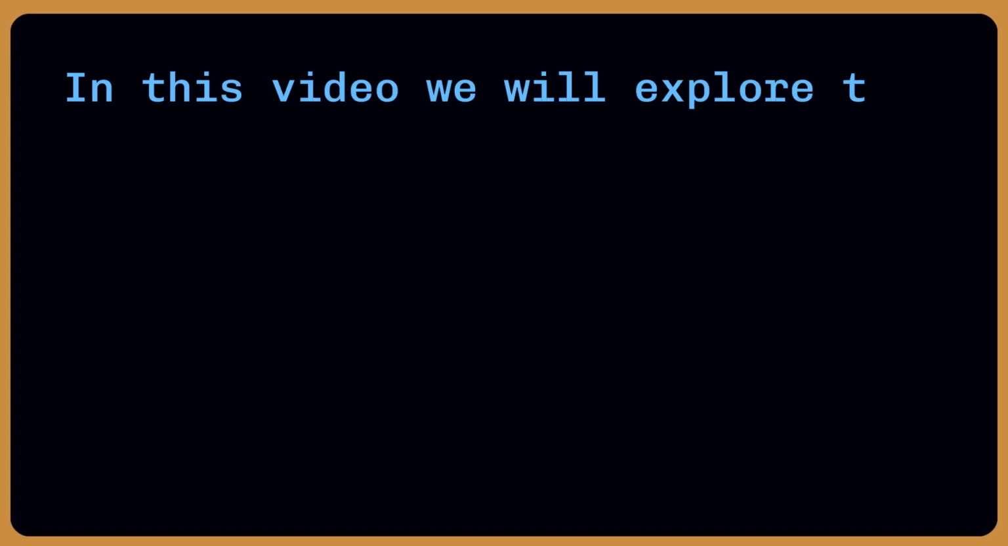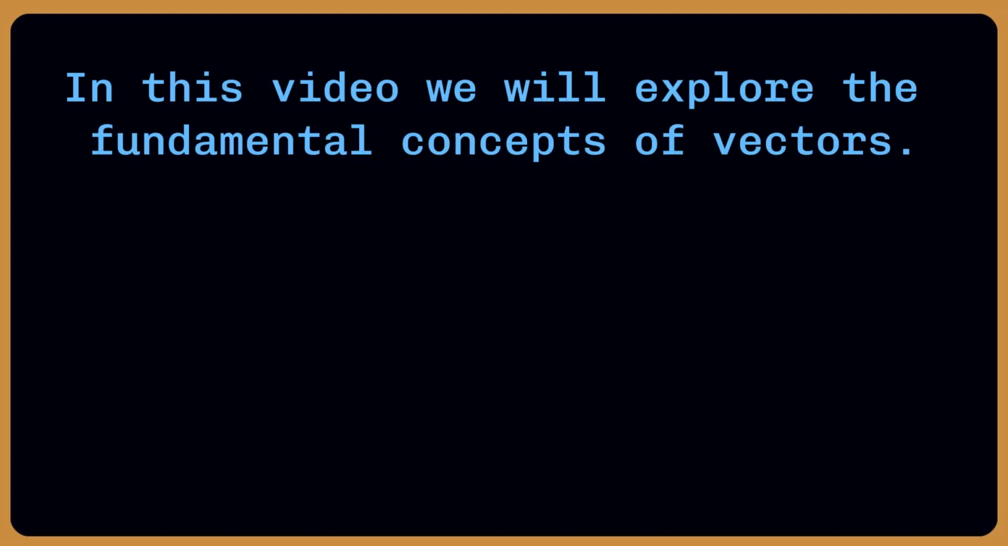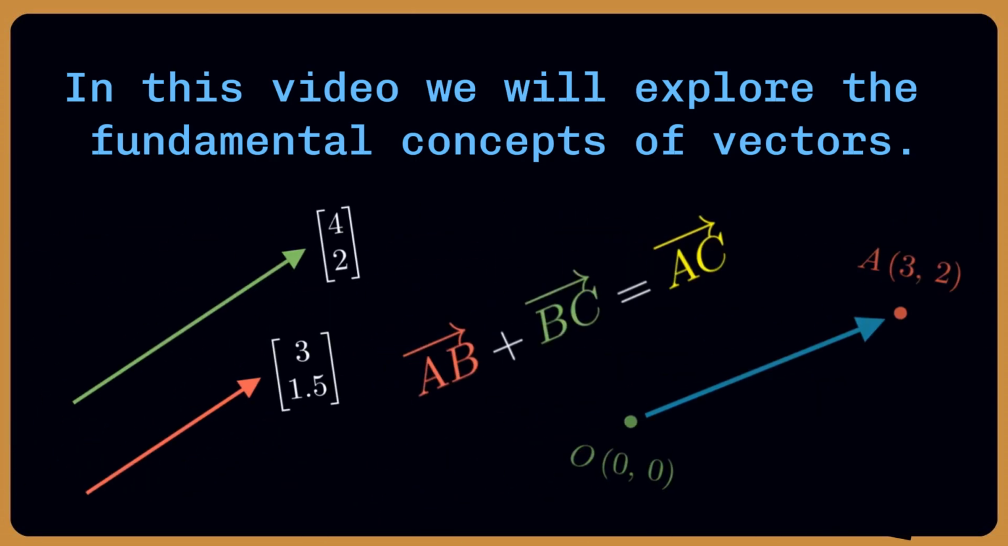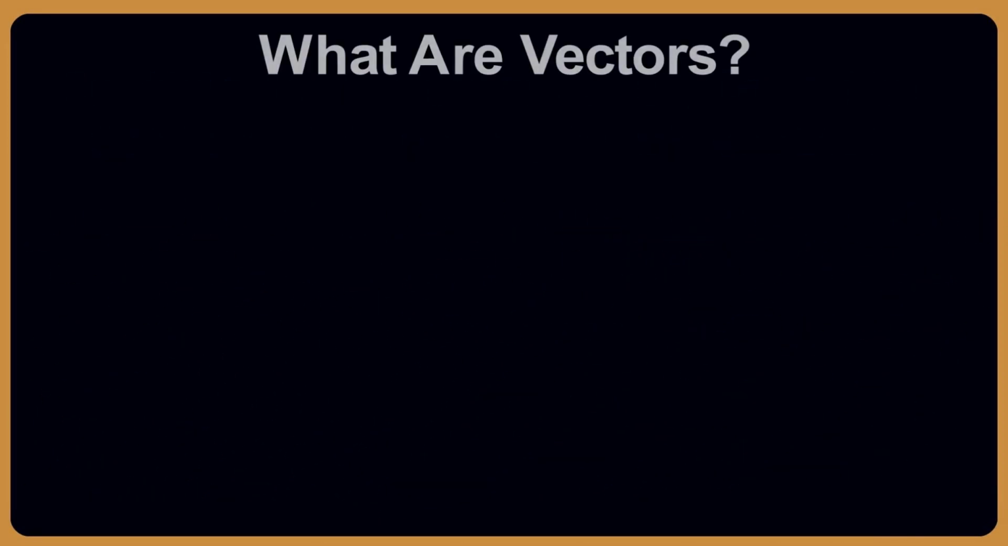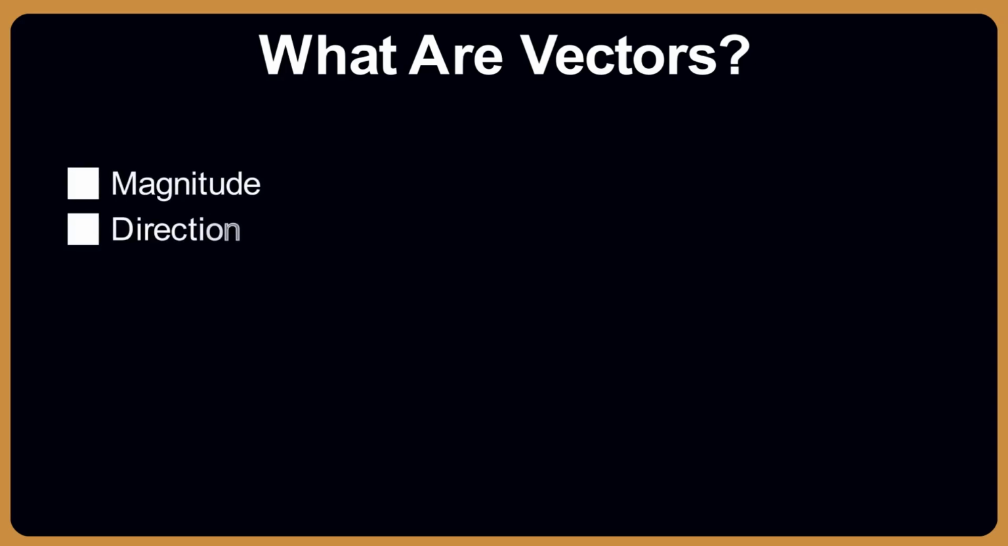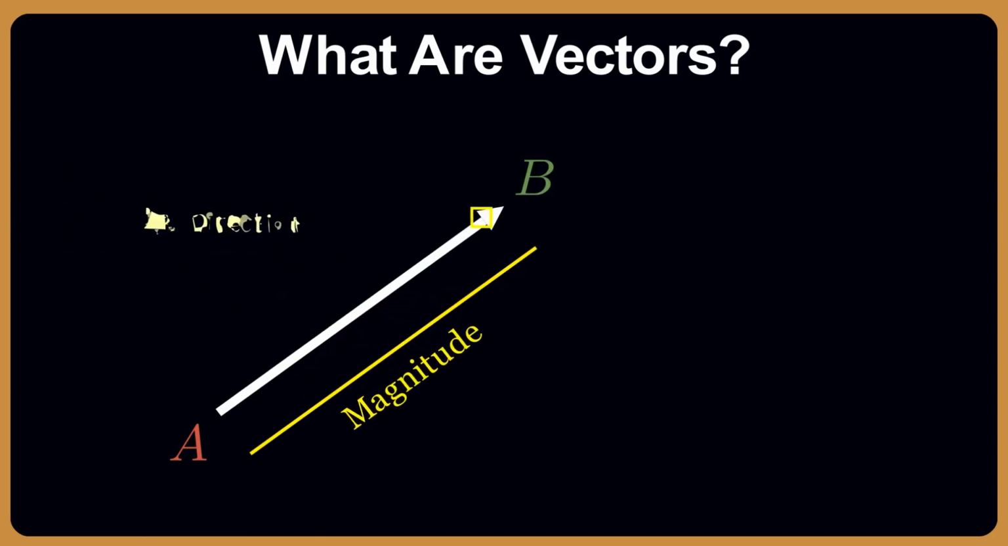In this video, we will explore the fundamental concept of vectors. This includes vector notation, representation, types, and operations. A vector is a mathematical entity that has both magnitude and direction. Vectors are typically represented using an arrow, with its head representing the direction and the length representing the magnitude.